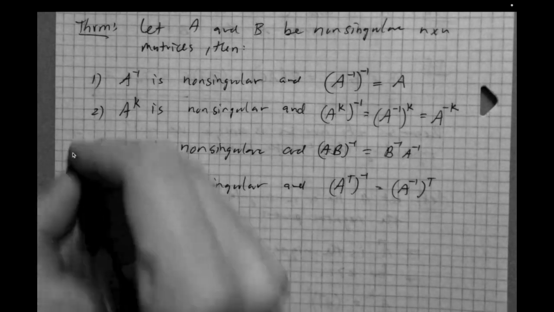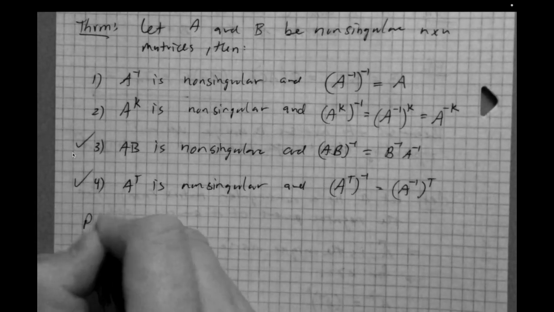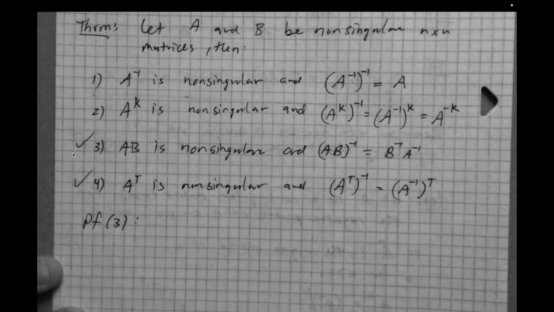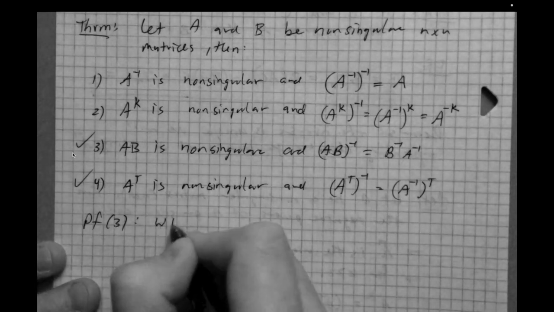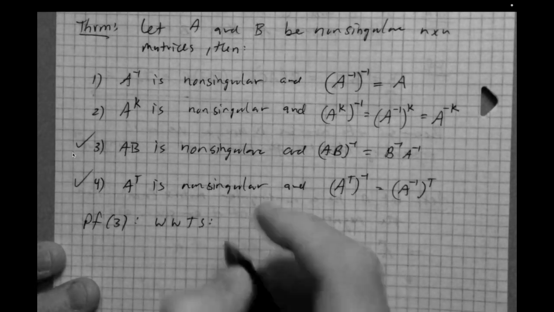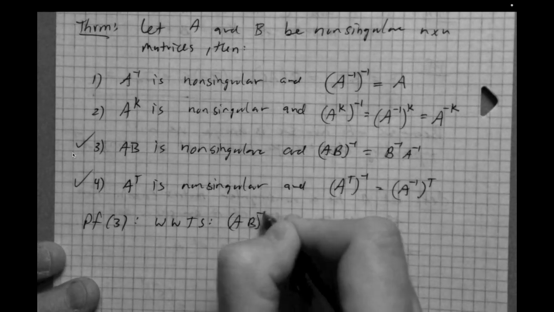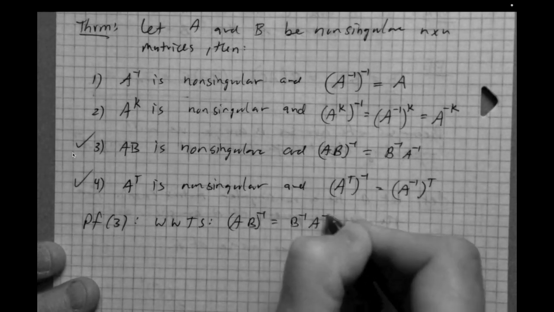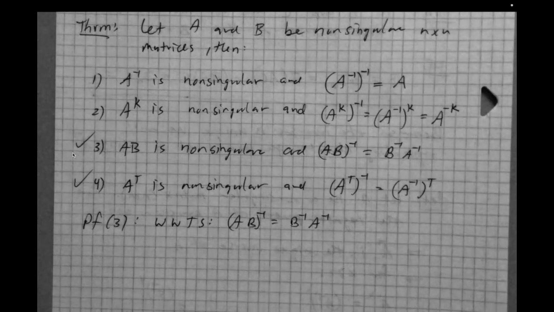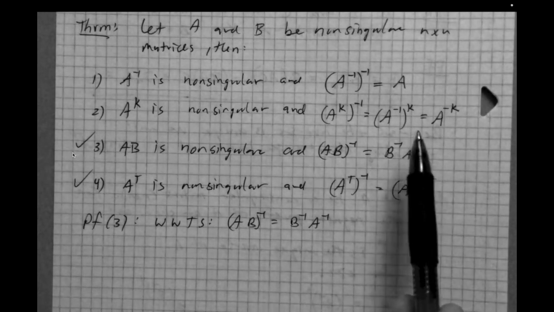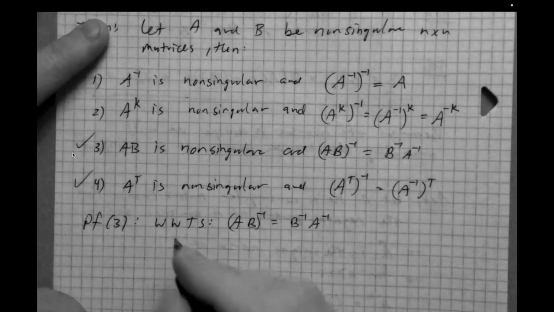Let's prove these two. So we'll start with 3. So what do we wish to show? We wish to show that AB inverse is B inverse A inverse. Okay. Well, what we're going to do is start with AB.